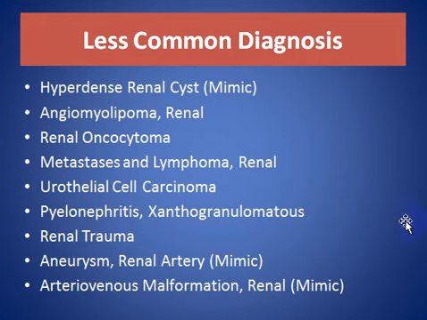Less common causes include hyperdense renal cyst mimic, angiomyolipoma, renal oncocytoma, metastases and lymphoma, urothelial cell tumor, carcinoma, pyelonephritis, xanthogranulomatous pyelonephritis, renal trauma, aneurysm, and arteriovenous malformation as a mimicker.